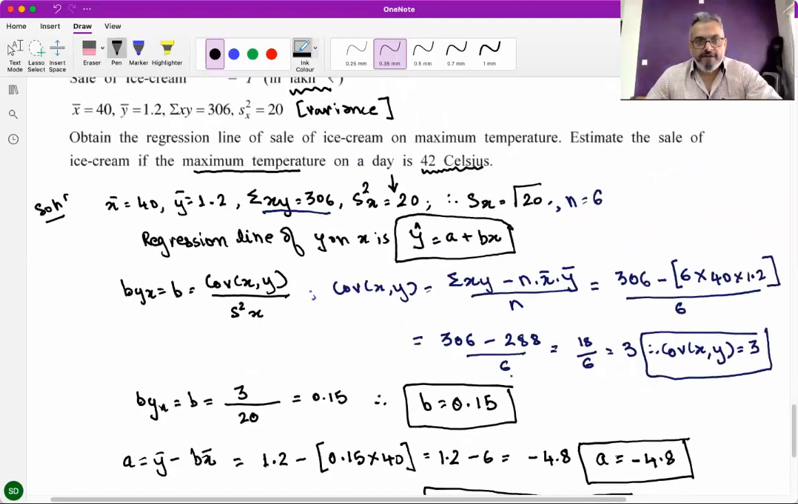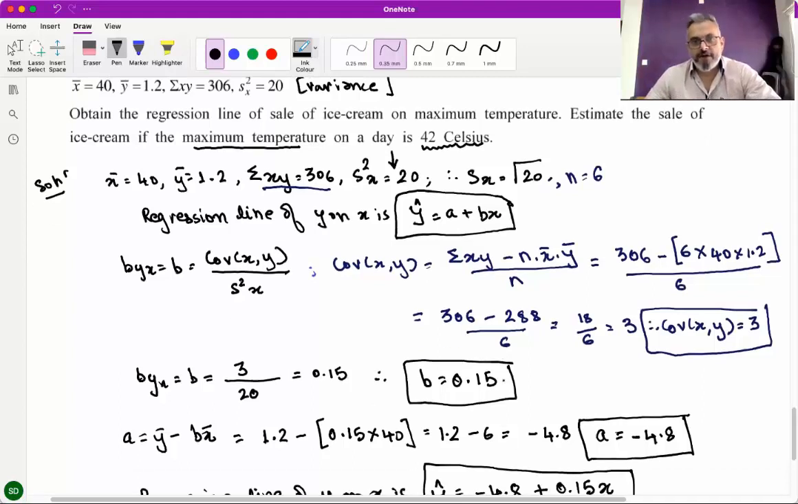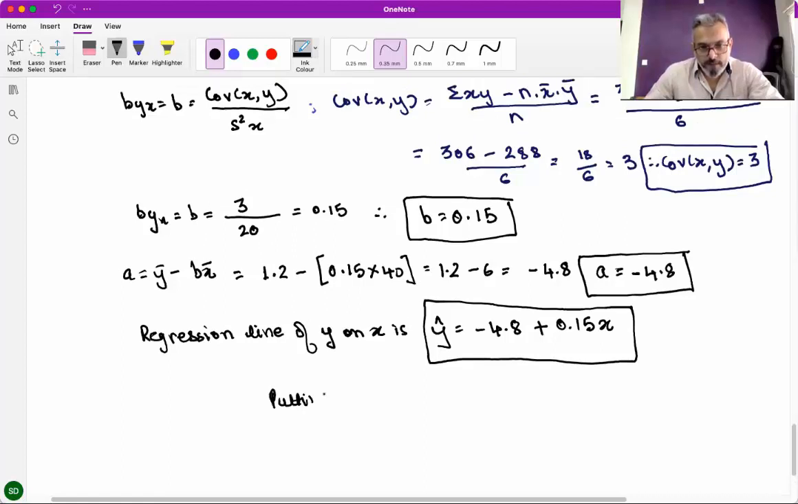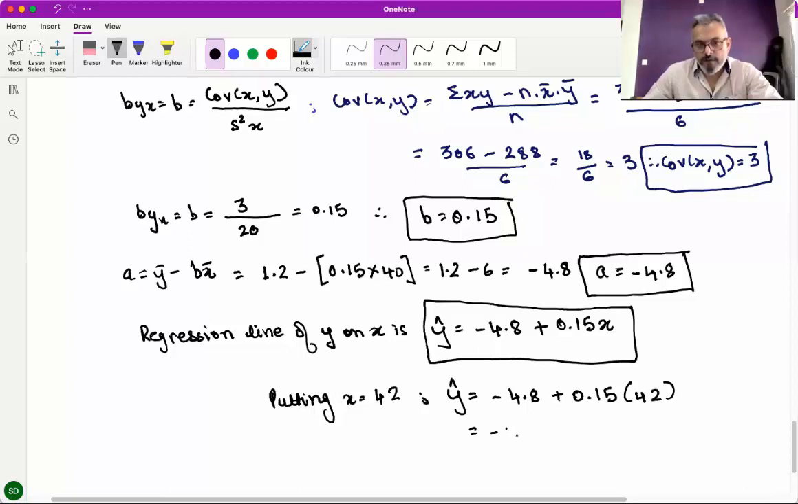Now estimate the sale of ice cream if maximum temperature on a day is 42 degrees Celsius. So putting x is equal to 42, y cap is equal to minus 4.8 plus 0.15 into 42, which is equal to minus 4.8 plus 6.3, which is equal to 1.5.